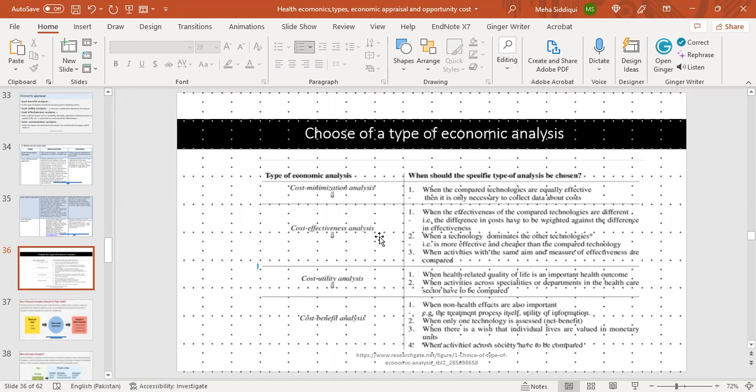Then comes cost benefit analysis. It is used when non-health effects are also important. For example, the treatment process itself, utility of information, when only one technology is assessed, when there is a wish that individual lives are valued in monetary units, and when activities across society have to be compared.